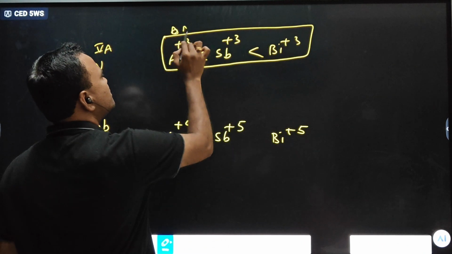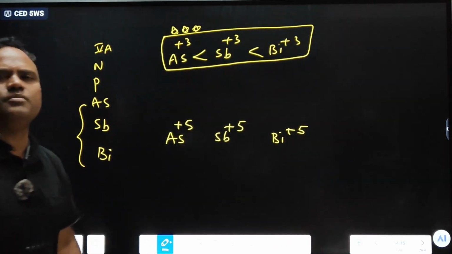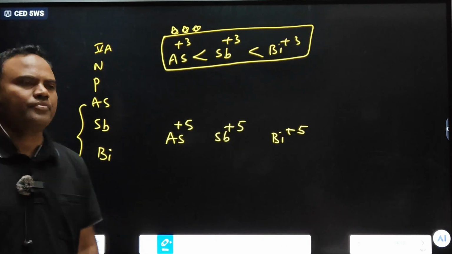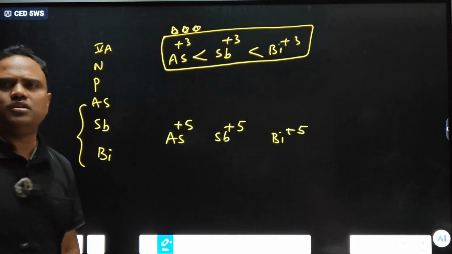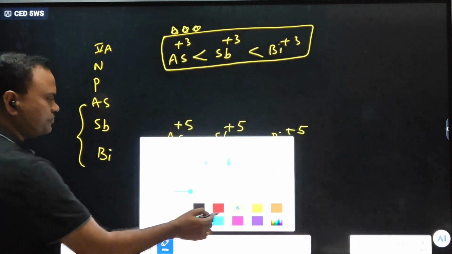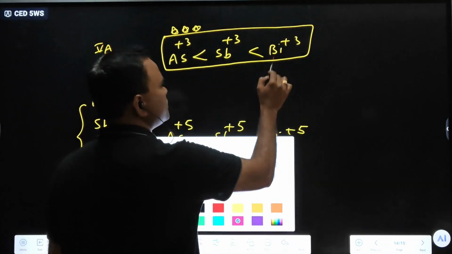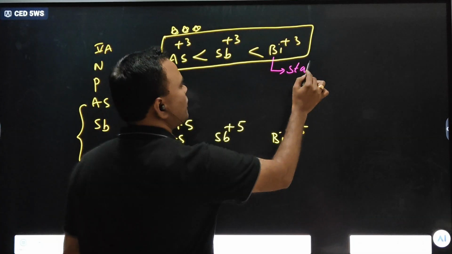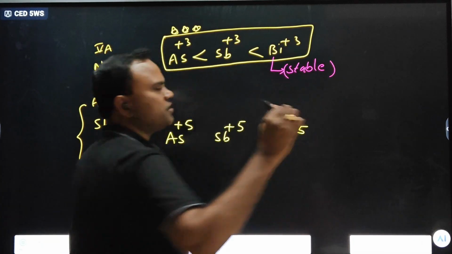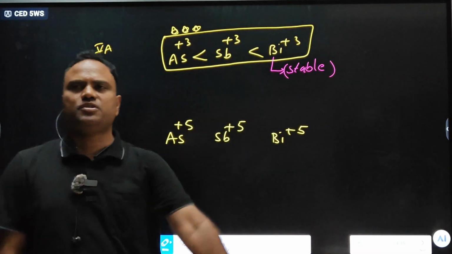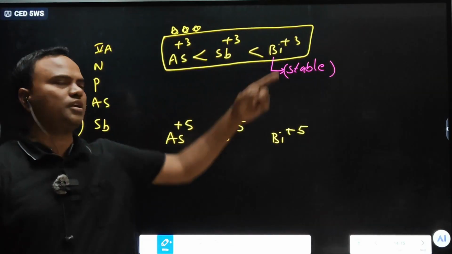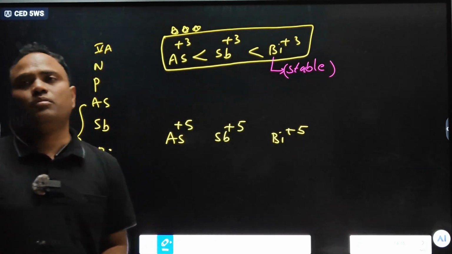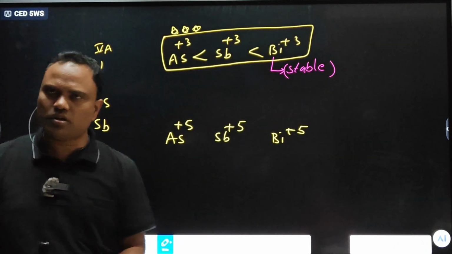Very important: which of the following stability orders is correct? Okay, bismuth +3 is stable. This is the stable oxidation state. For bismuth, which is the stable oxidation state, tell me? +3. Bismuth exists in 2 types, Bi +5 and Bi +3, but which is stable? Bi +3 is stable. I'll explain the reason also.